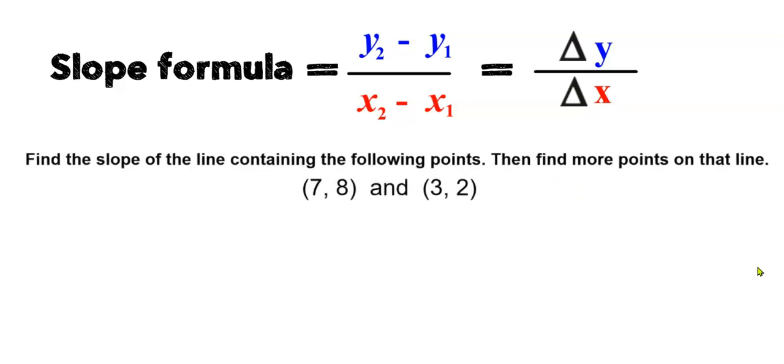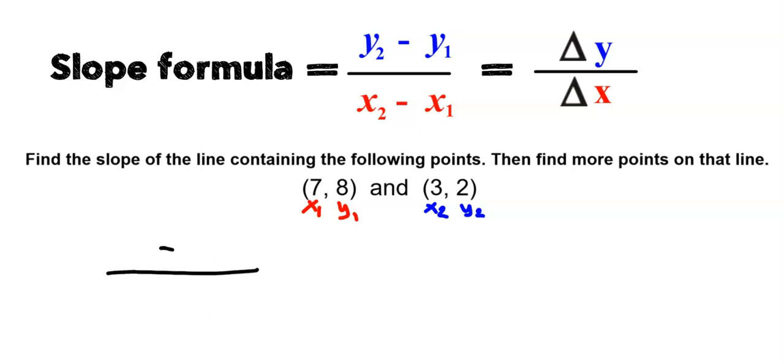Let's take a look at this question. Find the slope of the line containing the following points. Then find more points on that line. Well, this is an x and y pair. This is also an x and y pair. Since this is the first point, we'll denote them as x1, y1, and we'll denote this one as x2, y2.